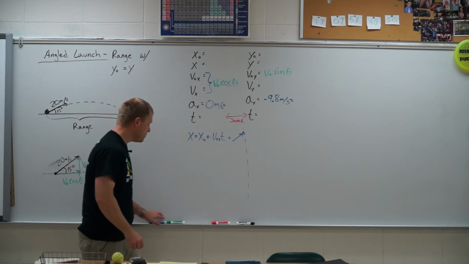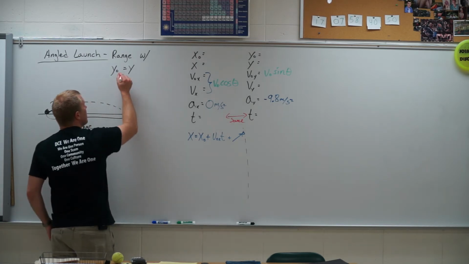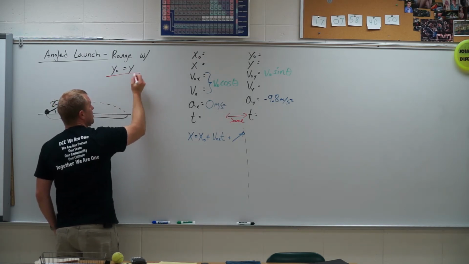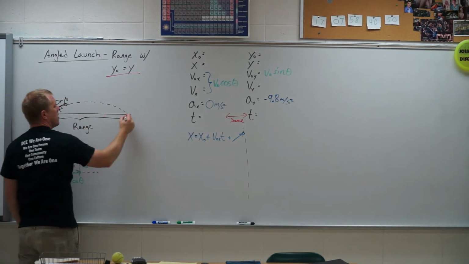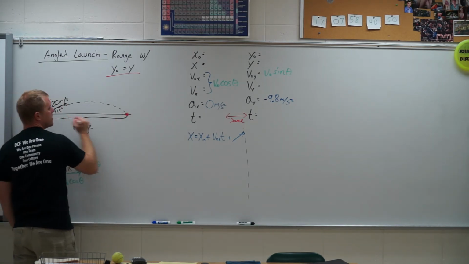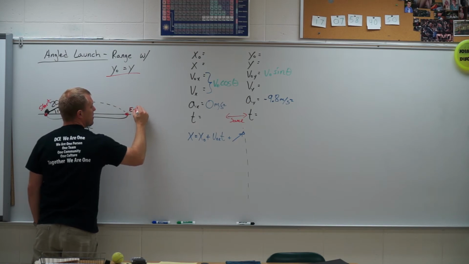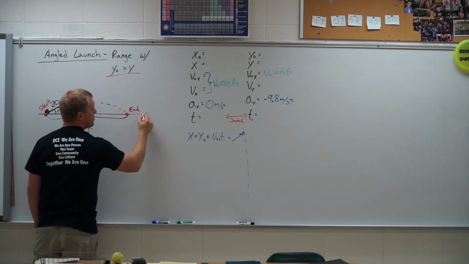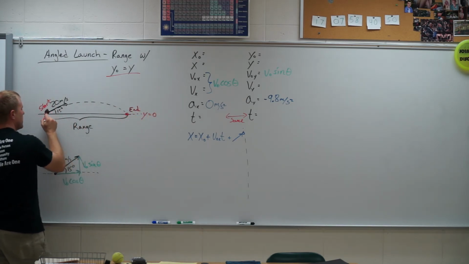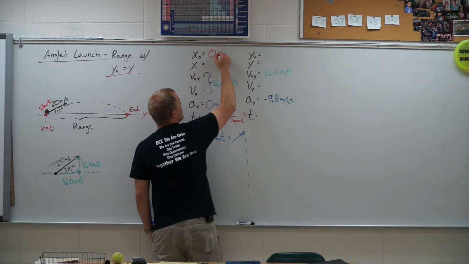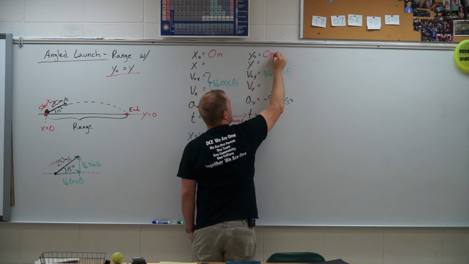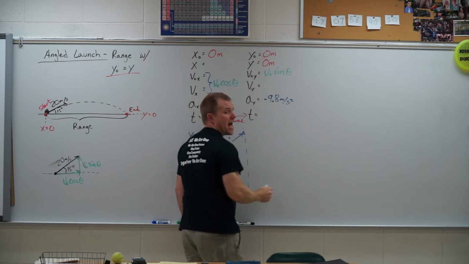The other thing that comes up is because it's a y naught equals y problem, we choose our start and our end because they start and end at the same height. We're going to call that y equals 0. And the leftmost point is x equals 0. So it starts at 0 meters and 0 meters, and it ends at 0 meters high.